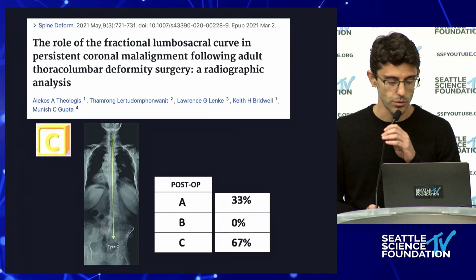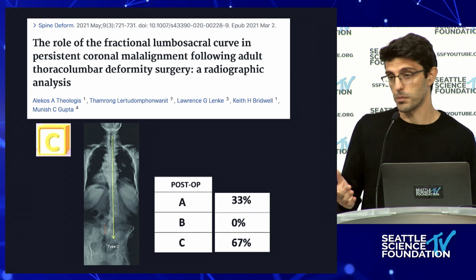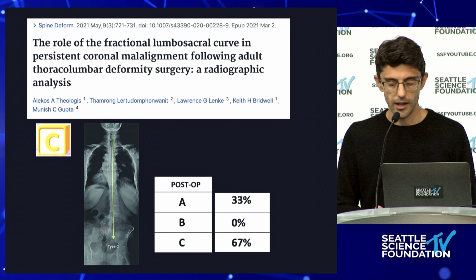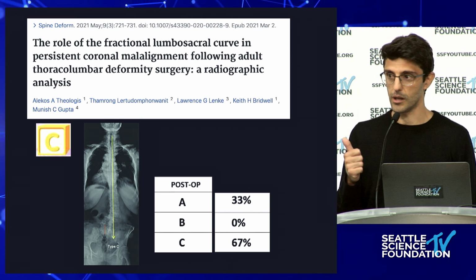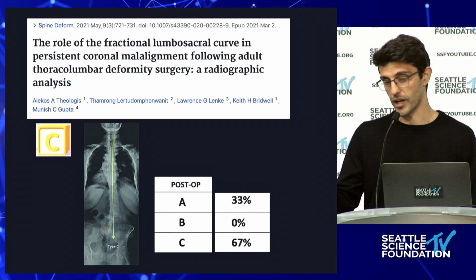When I was a fellow at WashU, we looked at all of the patients. And this was a unique patient population because it was all posterior-based operations with or without TLIFs. And we looked at how patients started preoperatively in terms of the coronal alignment based on the Bow classification, A, B, or C, and then looked at how they changed afterwards.